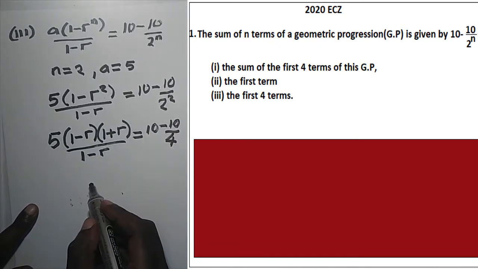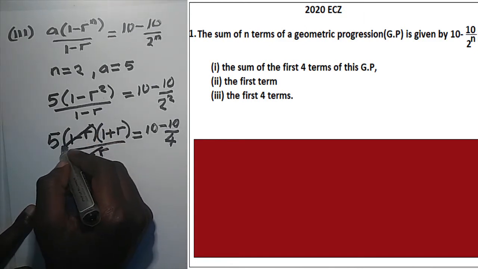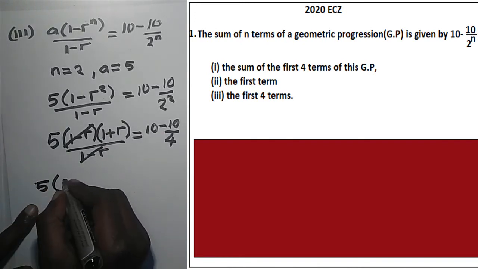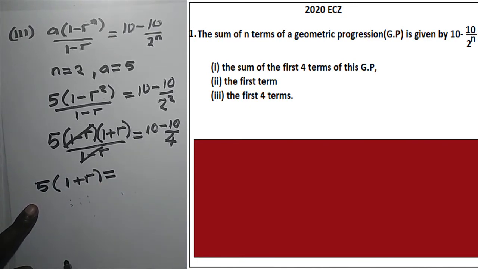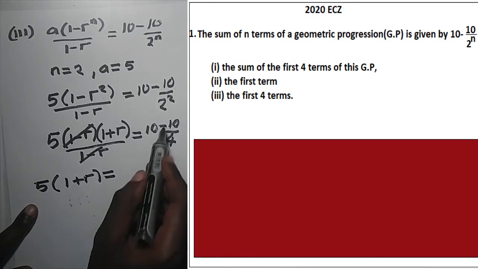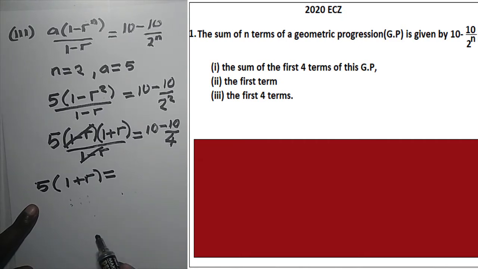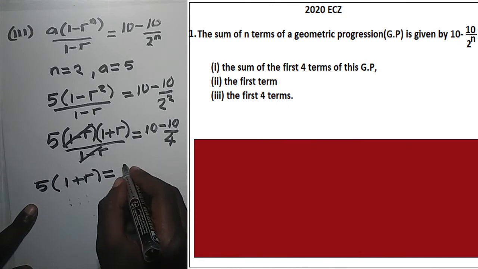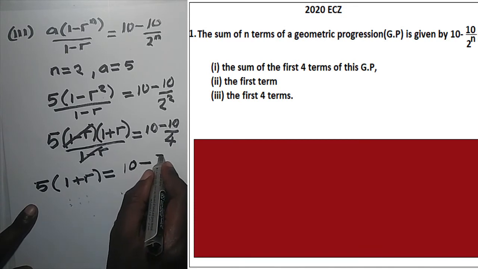Okay, so here you notice that there are some things that can cancel here. The denominator will cancel with this 1 minus r here. And therefore you are going to remain with 5 times (1 plus r) is equal to, and then at this stage now here, we can simplify on the right hand side of the equation here. We can simplify that one, which is going to give us now, here we are going to have 10 minus, 2 into 10 is 5, 2 into 4 is 2.